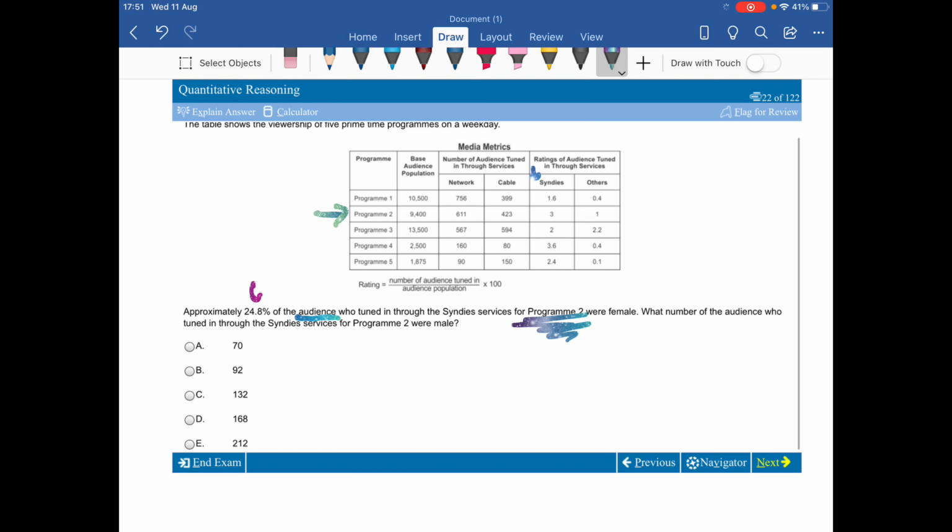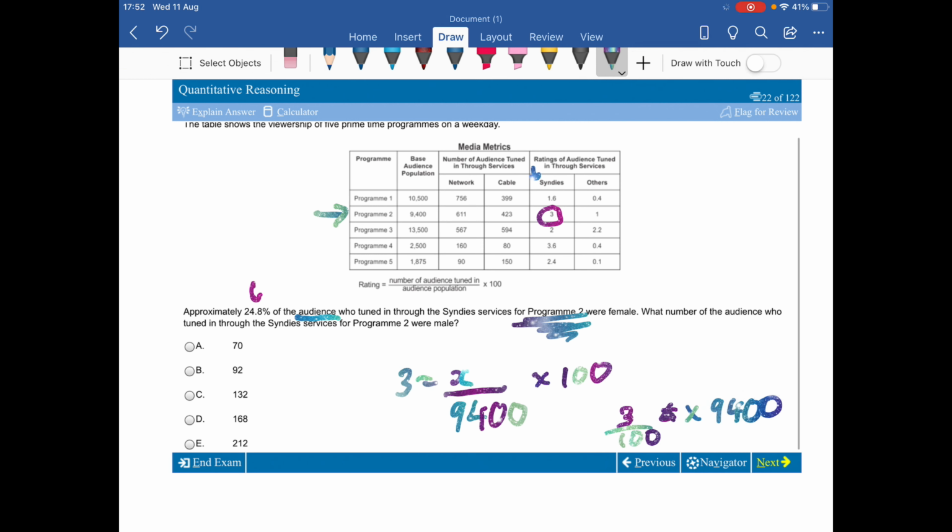Anyway, so then Cindy's is 3 this time. So the rating would be 3. And then the number of audience is what we're trying to work out again, X. And then the population would be 9,400 in this case. So in the same way, if we work that out, what we are going to get is 282. So we know that the audience for this is 282.